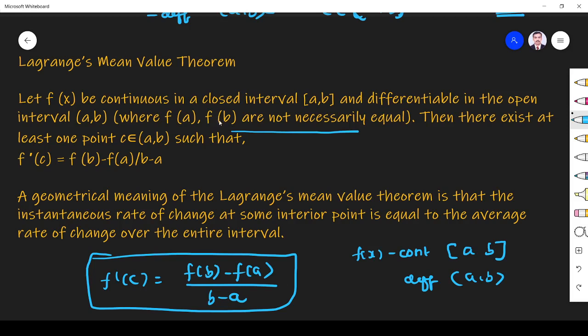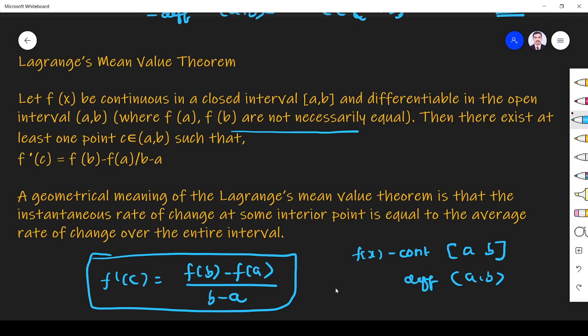See, when f of a is equal to f of b, what will happen? This will be equal to Rolle's theorem. Clear or not? In Rolle's theorem, the third condition is f of a equal to f of b. Whereas here, it is not necessary for Lagrange's theorem to have f of b equal to f of a. In Rolle's theorem, f of b must be equal to f of a, but in Lagrange's theorem, that is not a necessary condition, right?